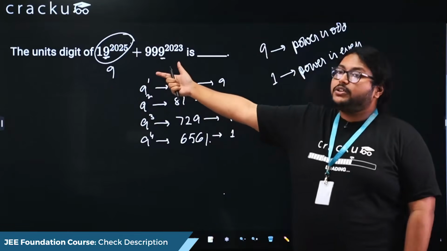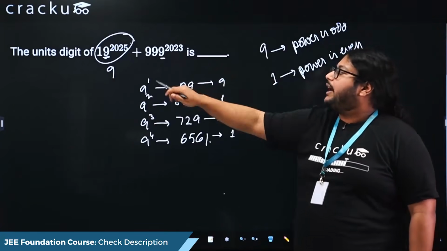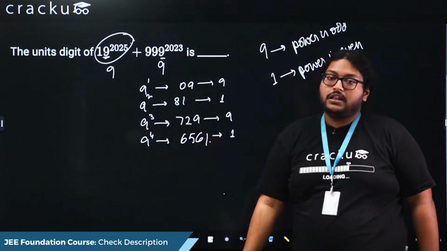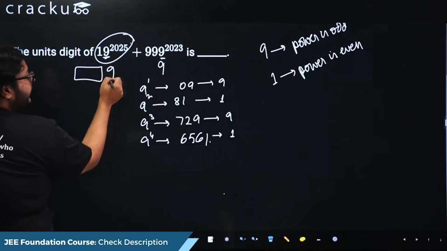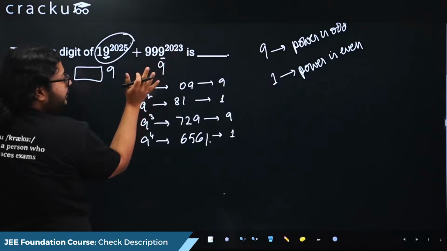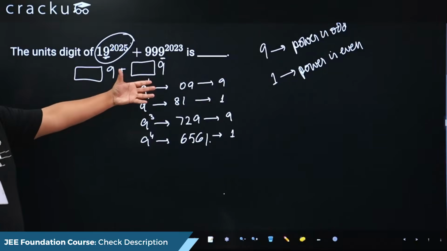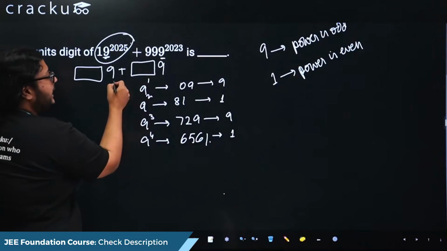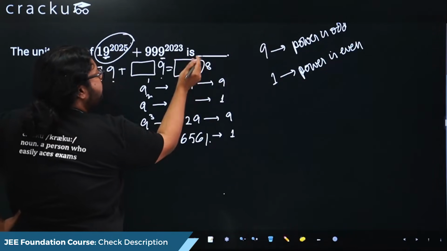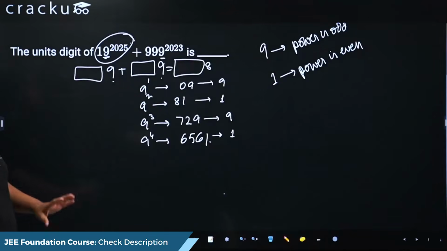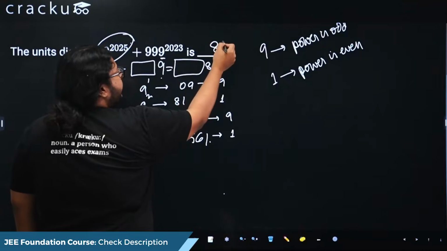Similarly 999 to the power 2023. Again the units digit depends on the last one only, which is 9. 9 to the power odd also gives me a 9. So now 19 to the power 2025 is some number ending with a 9. Similarly, 999 to the power 2023 is also some number ending with a 9. You want to find the sum of these. What will be the last digit here? 9 plus 9 gives me an 18. So the sum is going to be some number that ends in an 8. So the units digit of this big expression is going to be 8.